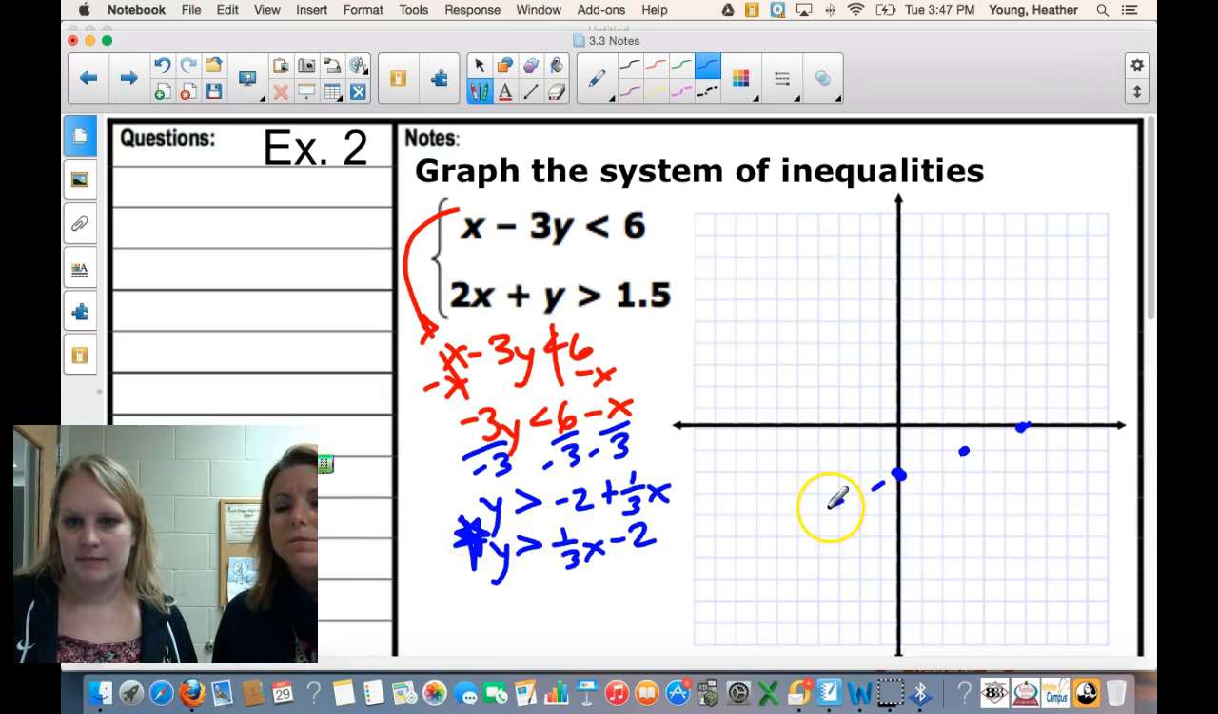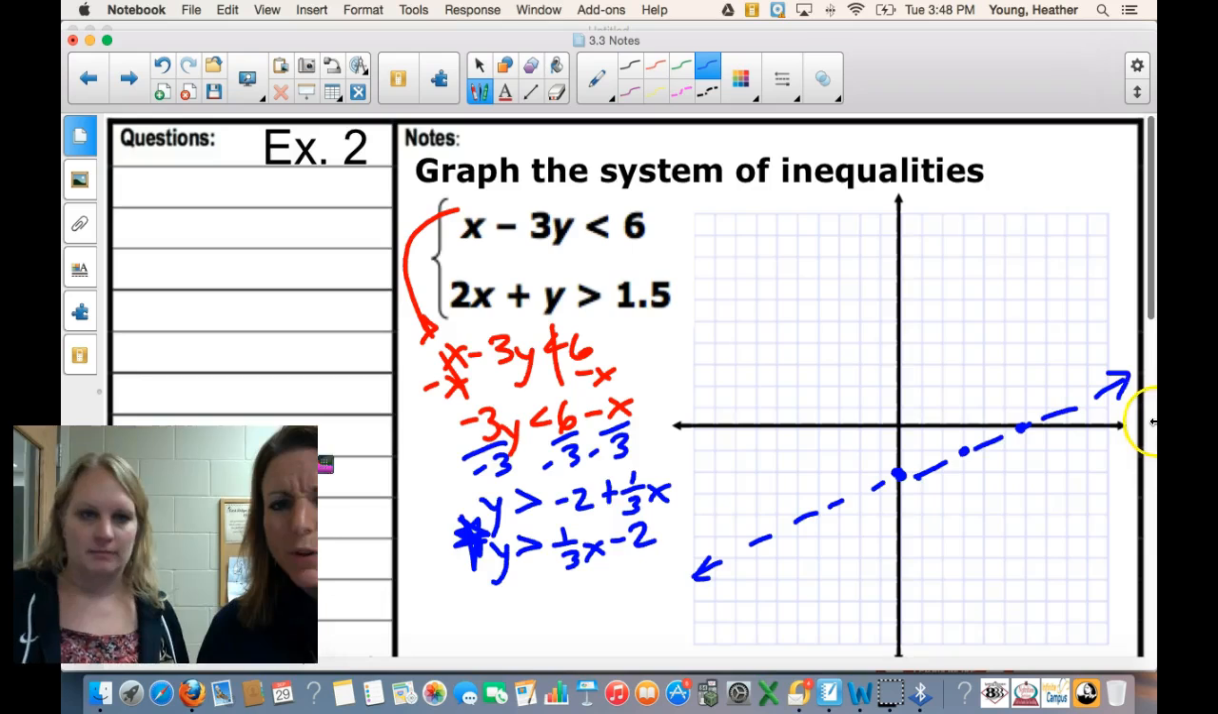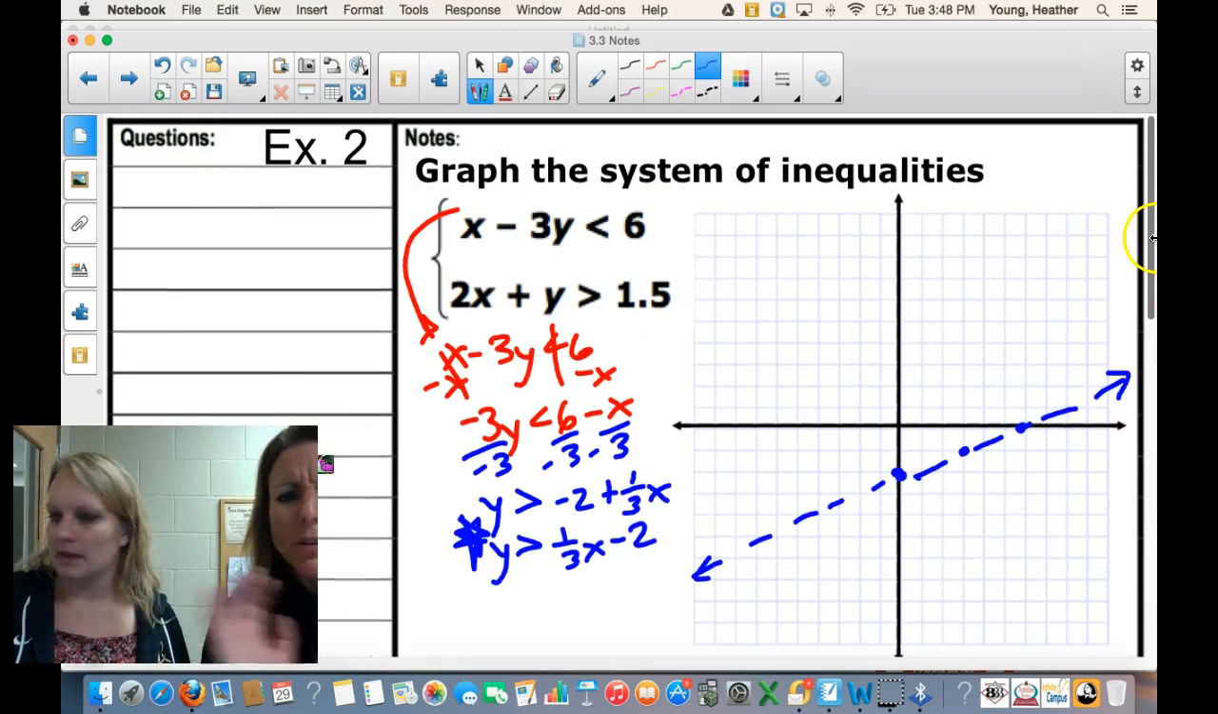There we go. And notice it's a positive slope, so we're going up and to the right. We won't shade quite yet because I like to graph all the lines first, and then I shade. Should I scroll down and see if you have more room down here? We don't have a lot of room, so let's do it off to the side. Here we go.